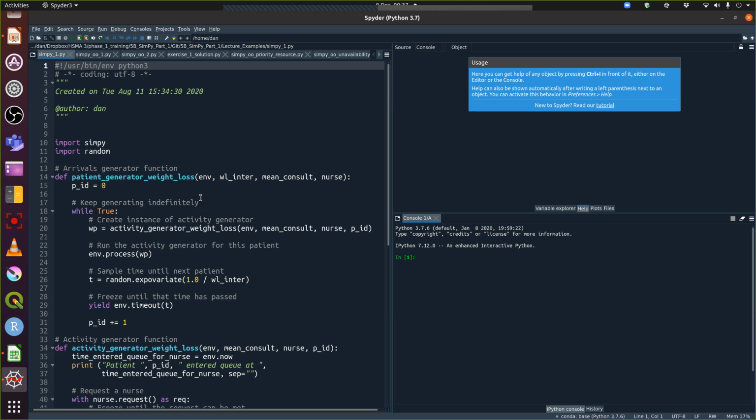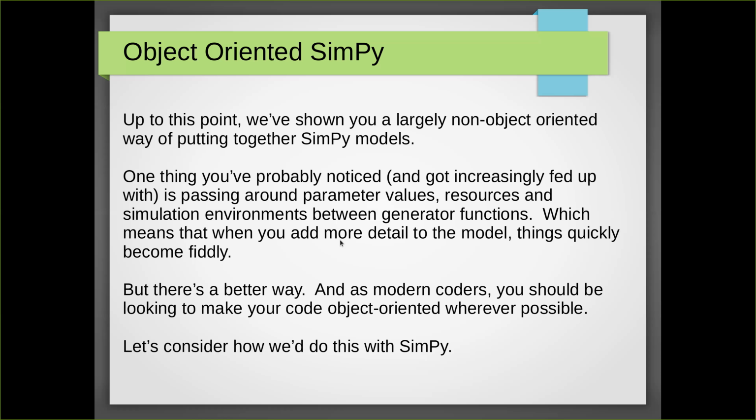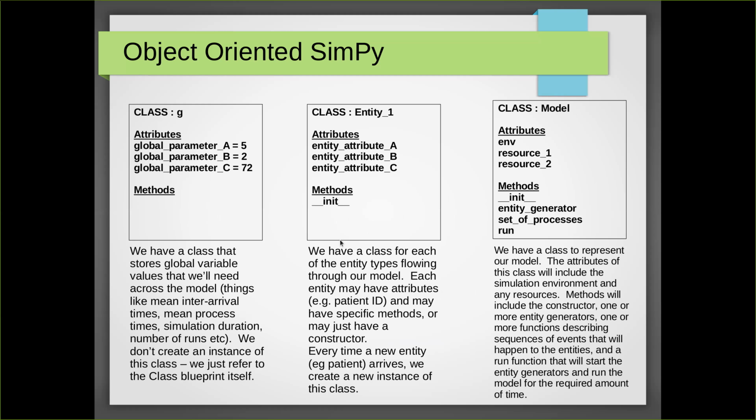So that's where the benefit of what I'm going to show you today comes in. I'm also going to talk a little bit today about some other methods of queue activity, so how you pull patients out of a queue, and also looking at how we model unavailability as well. But let's start with the object-oriented stuff. As I say, so far you've seen the largely non-object-oriented way of putting things together. The better way is to use object-oriented code. So let's have a look to see how we do this with SimPy.